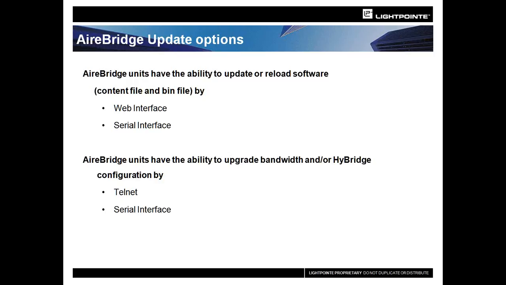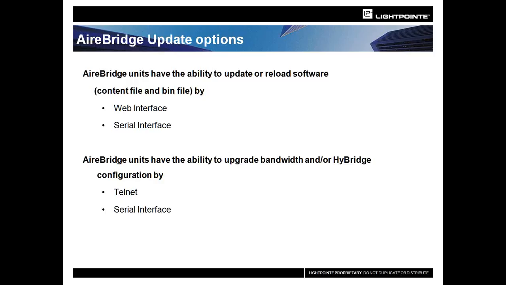So the first thing we're going to look at is how to do it through the web interface. And then the second way we're going to look at doing it is through the serial interface, which is kind of the rescue way of doing it. So if we have a general update or upgrade to the software, the firmware, or the content, the first and best way to do it is through the web interface. If for some reason that fails or crashes or the software crashes, we can also do it through the serial interface. So I'm going to show you both ways.